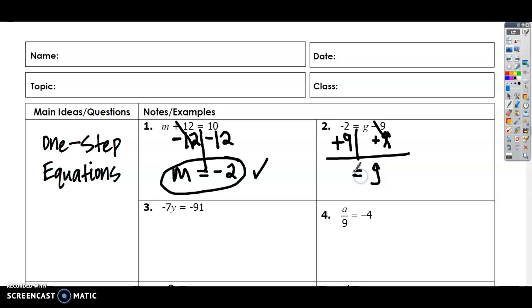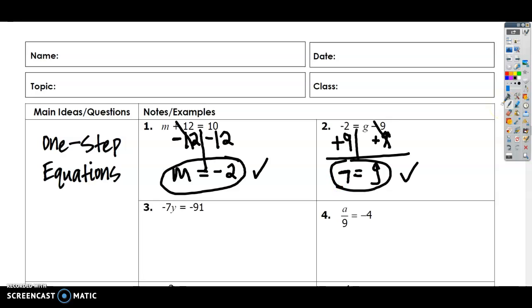So g equals negative 2 plus 9 is 7. And again, we can plug it in and check it. 7 minus 9 is negative 2. And that works. And I drew right over that. I'm sorry. So that is 7.